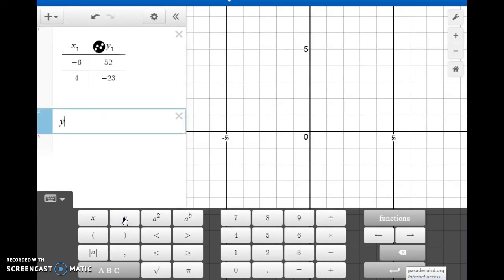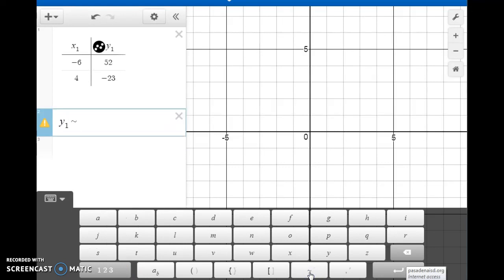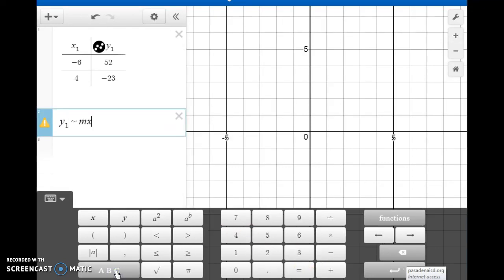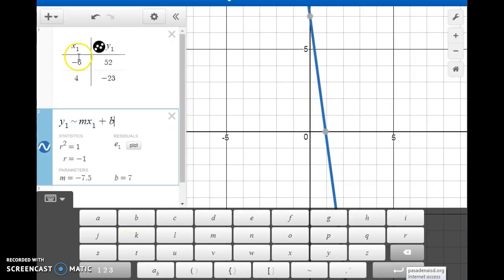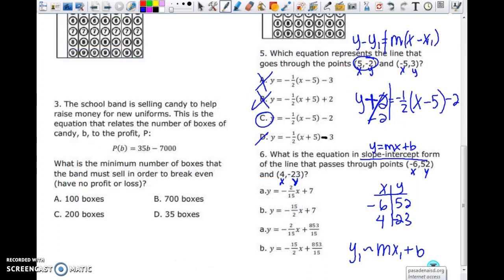So for -23. Okay? Go to the next box. Plug in your regression. So it's y1 approximately, the little squiggle, mx1 plus b. Remember, we have to put the 1 so it can pull the points from our table, right? x1, y1. Okay? So it gives us our equation, m is -7.5, and b is 7. So if I plug this in, the equation should be y equals -7.5x plus 7.